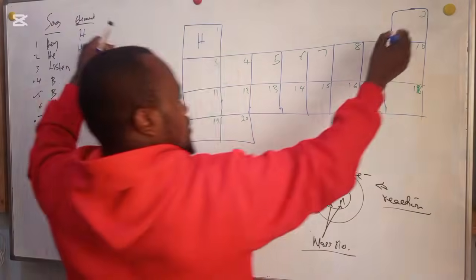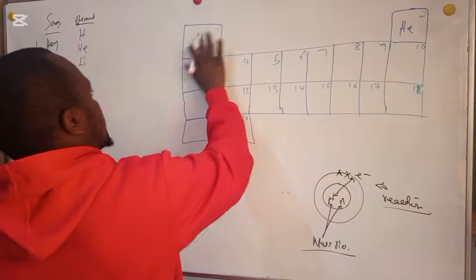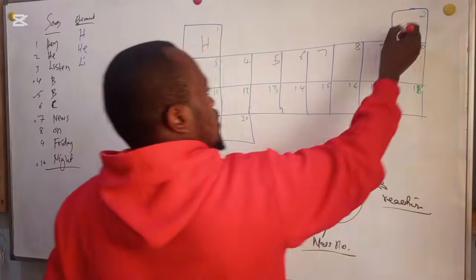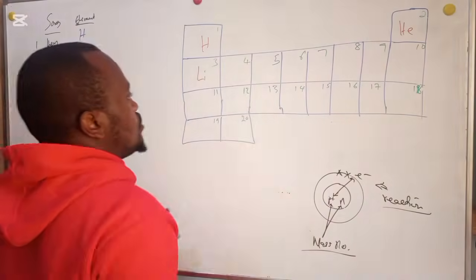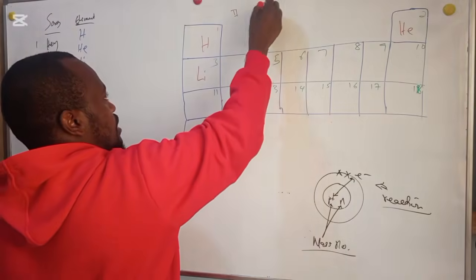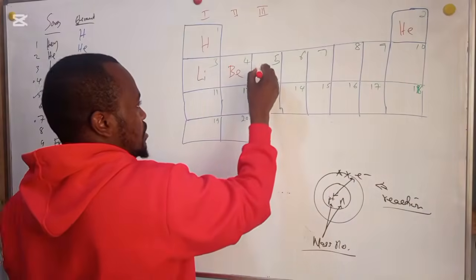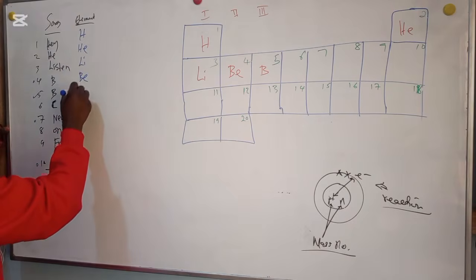So let us write the first one. Hey, it's hydrogen. Then you have helium. I think I can write this in red because we drew in blue. So hey, he, listen. So you have B and B. So you need to know which one belongs to the second group and which one belongs to the third group. So the first one is beryllium and the second one is boron. So now you know that this is beryllium and you have boron.